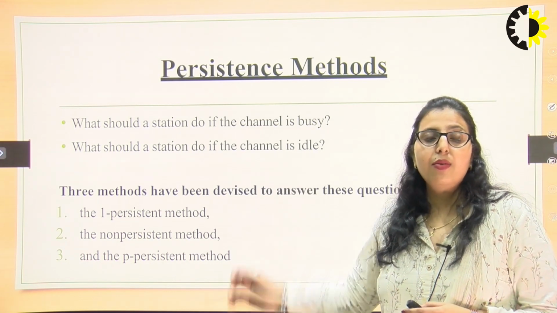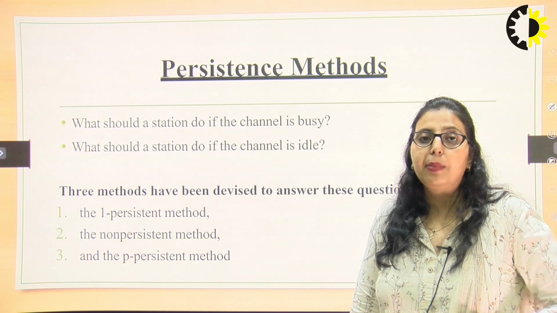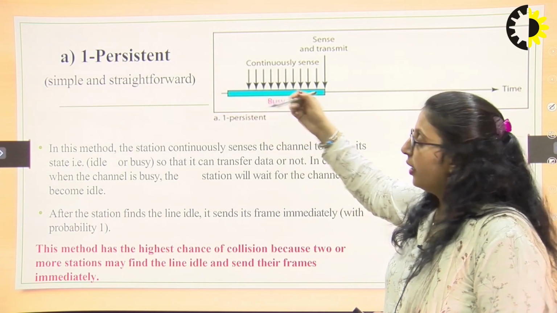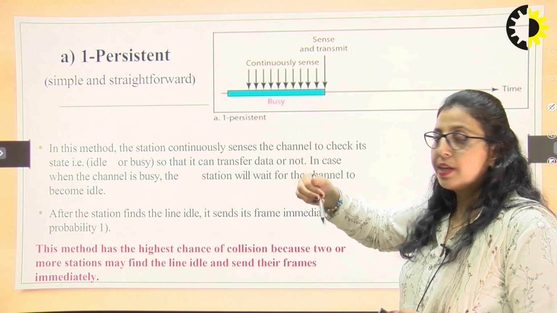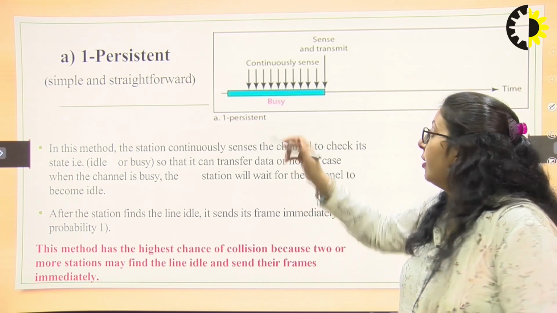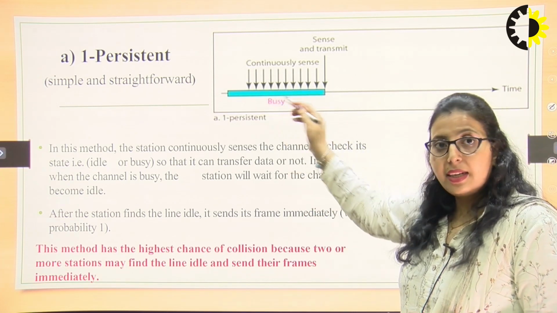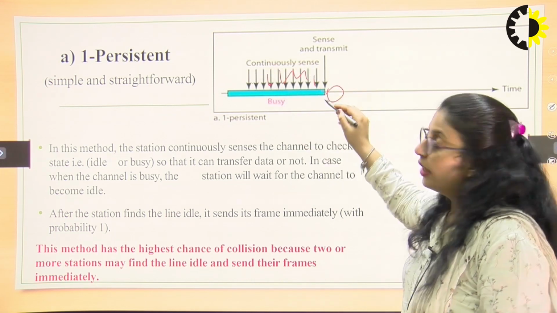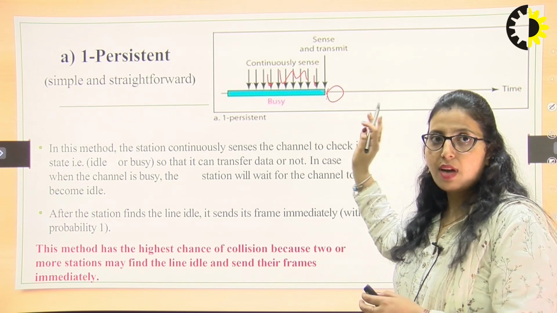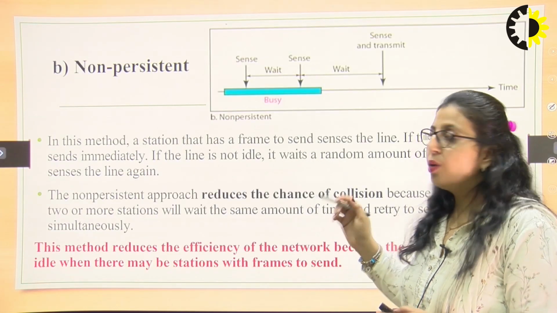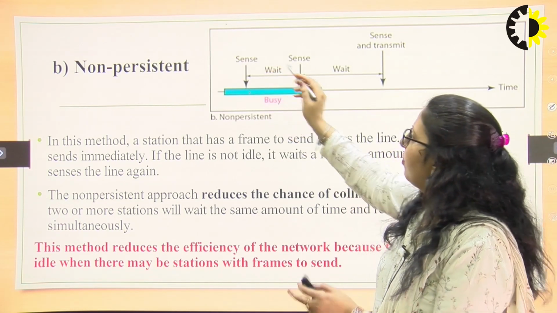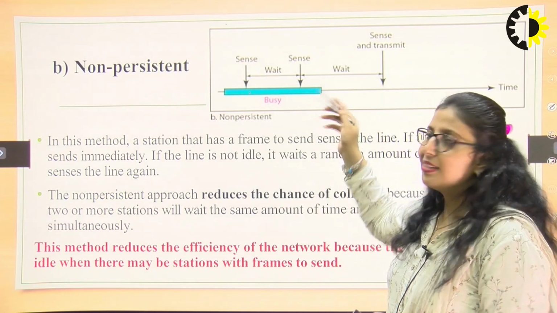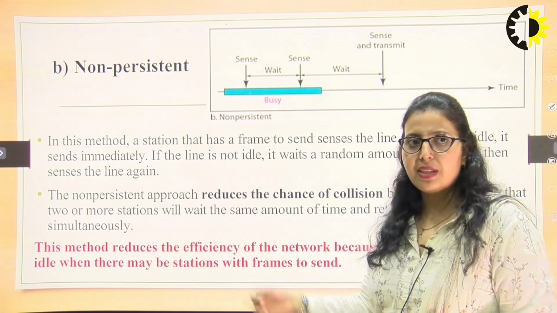There are three methods: one-persistent, non-persistent and p-persistent. One-persistent is continuously sensing the channel. The station that wants to send data continuously monitors the channel to see whether data is being transmitted. As soon as it finds the channel idle, it starts sending the data. Non-persistent is: first sense, then wait for some time, then sense, then wait for some time. In this way, after a few intervals of time, it sends the data.